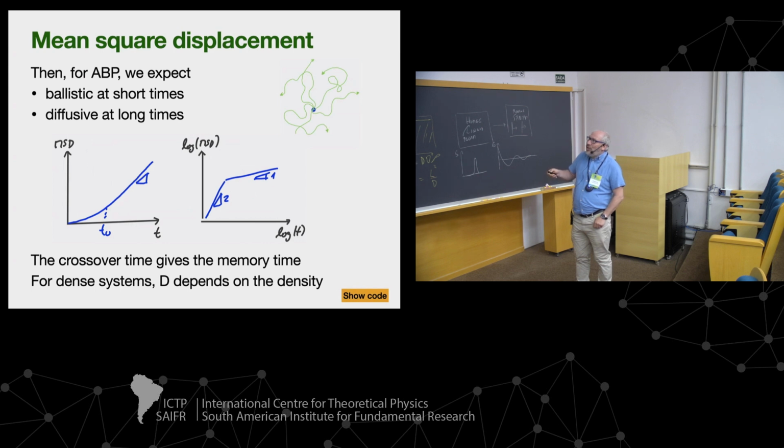Normally, this is not what you see in papers. In papers, typically, people plot the log of the MSD versus the log of t, because in this case you see clearly that the quadratic part goes like a slope 2, and the linear part goes like a slope 1. So this is the signature. This is what you expect from ABPs.